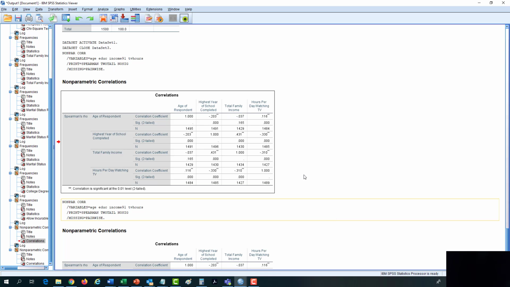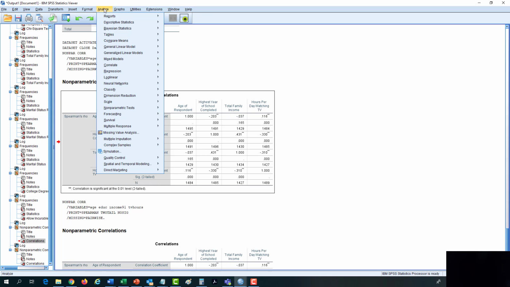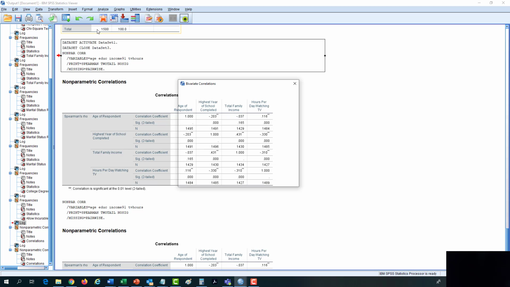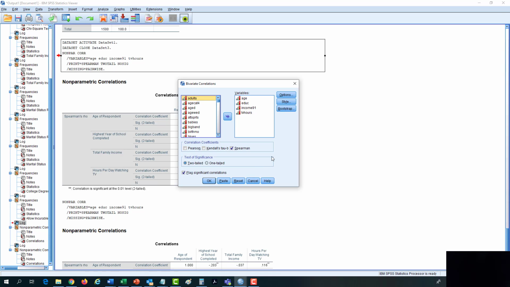Let us run one more real quickly, and then we'll be out of this video. So I could go back to analyze and correlate and bivariate, but why should I waste all that time? I can go here to the magic button with the green arrow pointing straight down and click it, and look what's right there. Bivariate correlations.